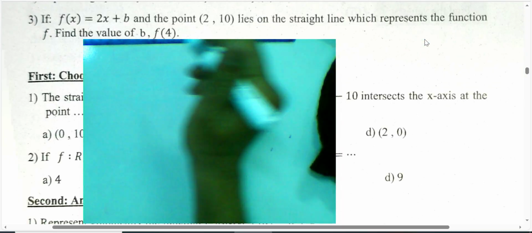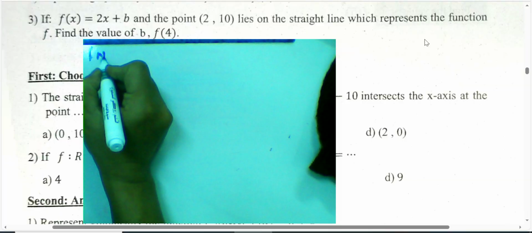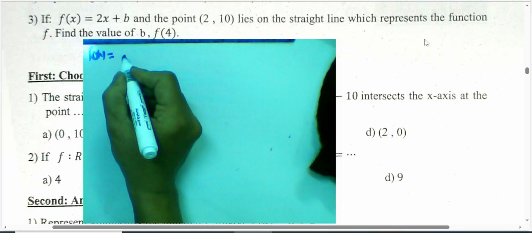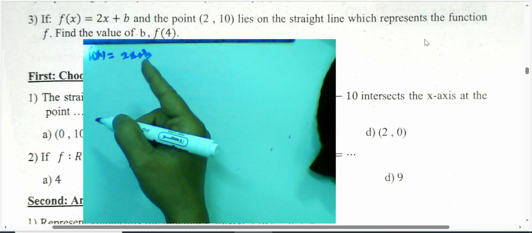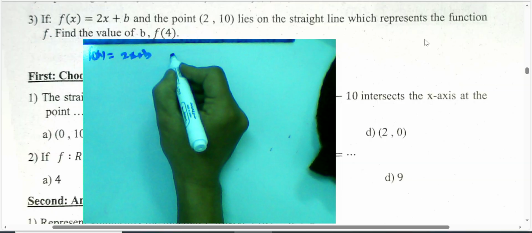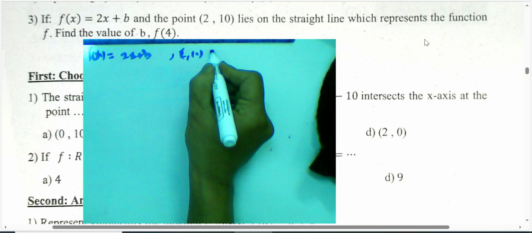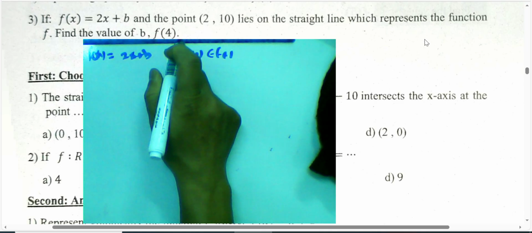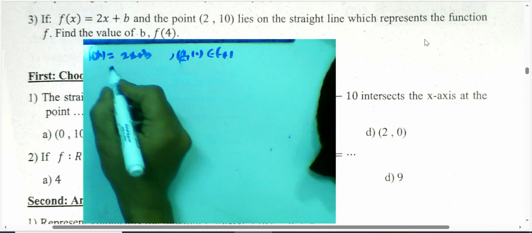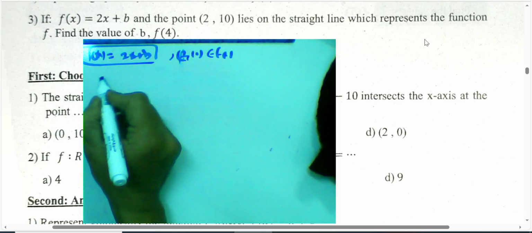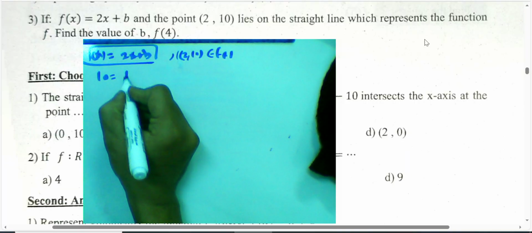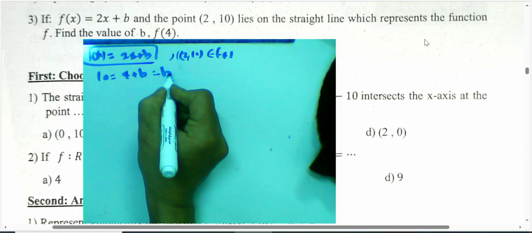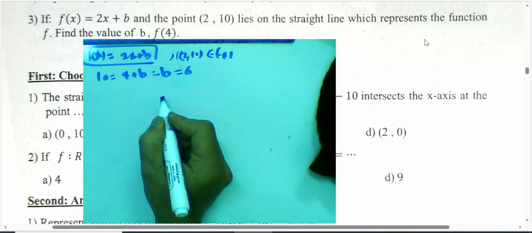F of x was equal to 2x plus b, and the point 2 and 10 belongs to the function. Let's make 2 and 10 belong to f of x. Then f of x will be y. Y will be 10 equal 2 times x, 2 times 2 equal 4. 4 plus b, then the value of b will be equal 6.